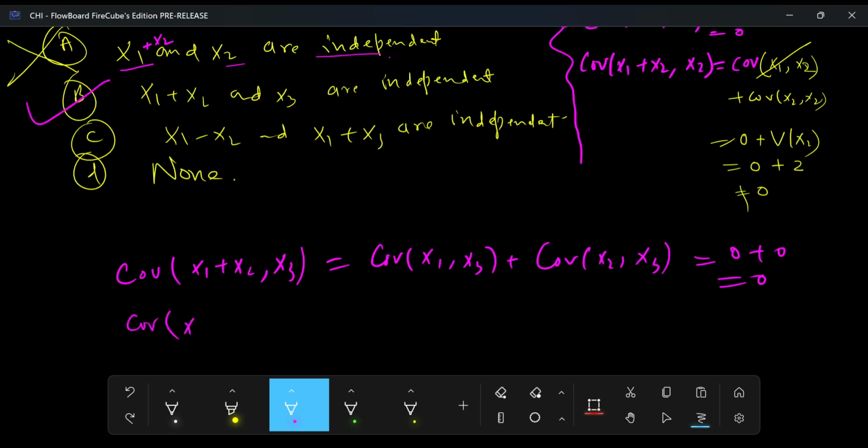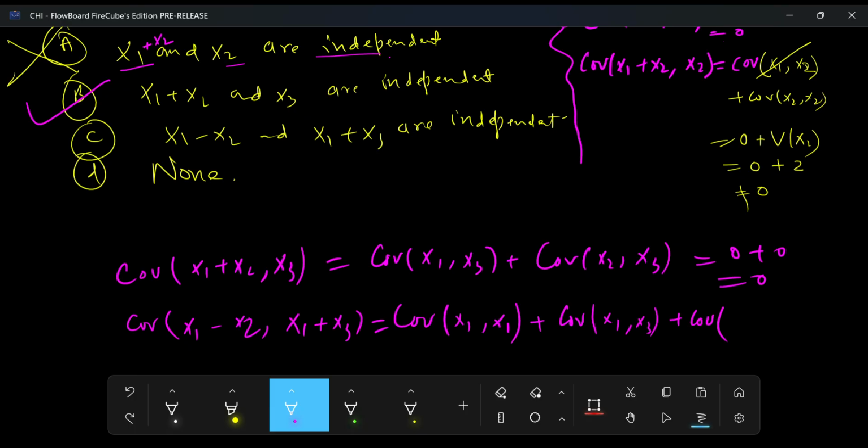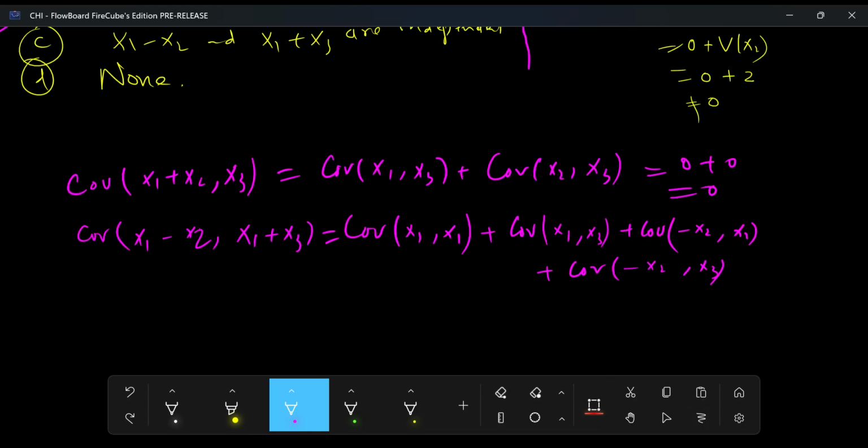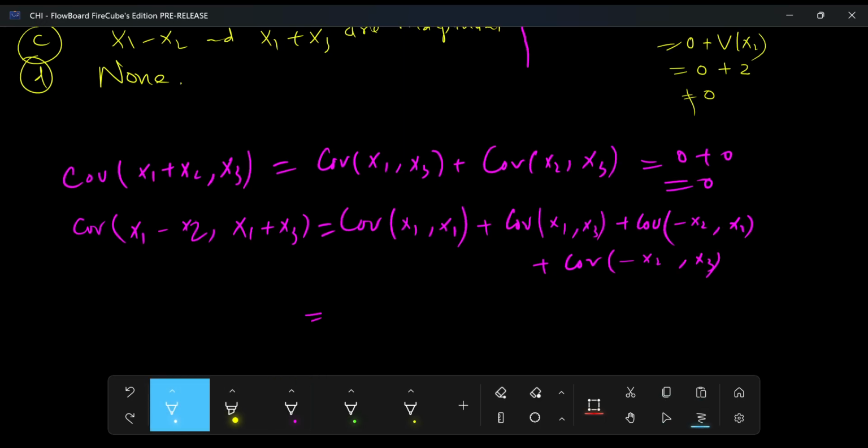And covariance between x1 minus x2 comma x1 plus x3 is equal to covariance x1 x1 plus covariance x1 comma x3 plus covariance of minus x2 comma x1 plus covariance of minus x2 comma x3. See, when x1 and x1 are the same, it is variance of x1, plus 0 minus this is also 0 minus this is also 0, so this is 2 which is not equal to 0. So this is not independent.